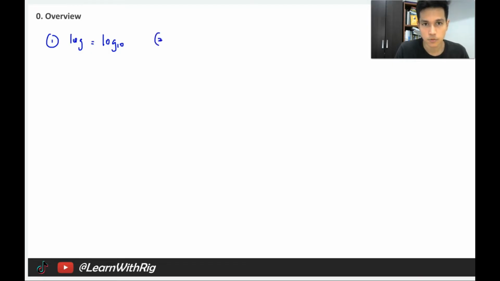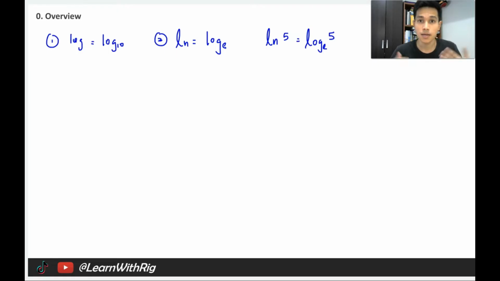The second thing you have to know is ln. What is ln? Ln is basically log base e. Okay, this is not log, this is log base e. So whenever you see ln 5 written, what does this mean? This means log 5 base e. So this is what it means by ln.